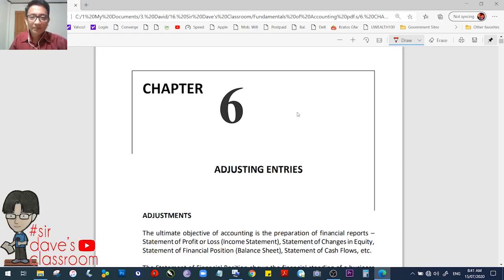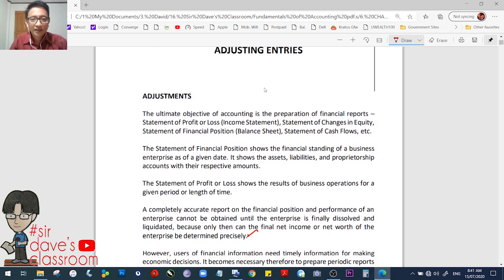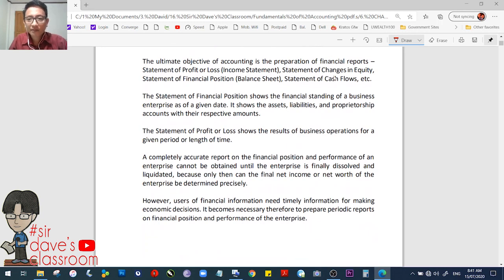Beautiful morning, Chapter 6, Adjusting Entries. Adjustments. The ultimate objective of accounting is the preparation of financial reports: statement of profit or loss, also known as the income statement, statement of changes in equity, statement of financial position, also known as the balance sheet, statement of cash flows, among others. The statement of financial position shows the financial standing of a business enterprise as of a given date. So alam na natin to. This is just a review. It shows assets, liabilities, proprietorship.